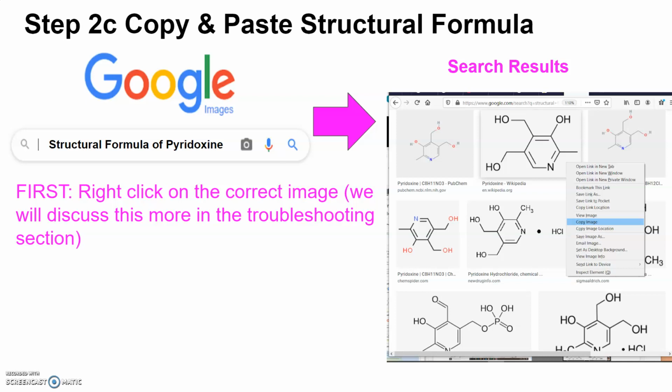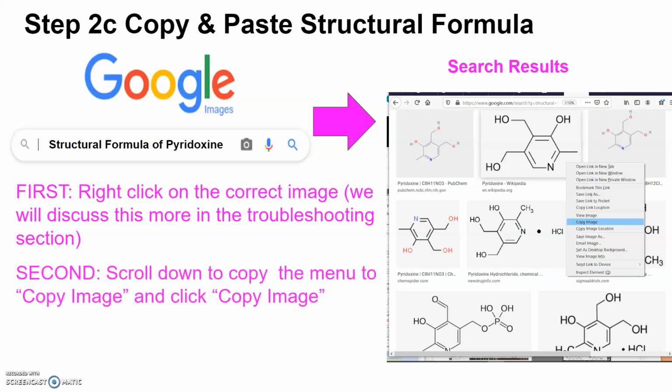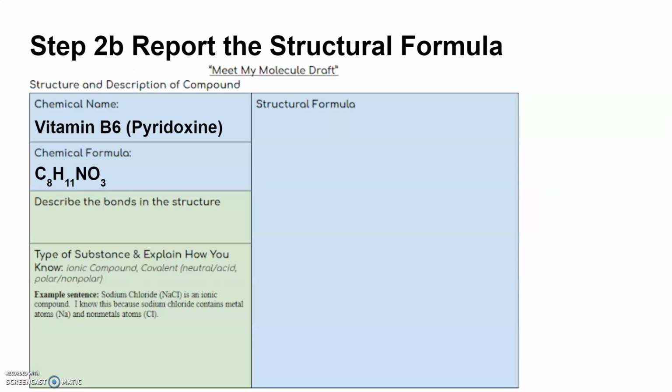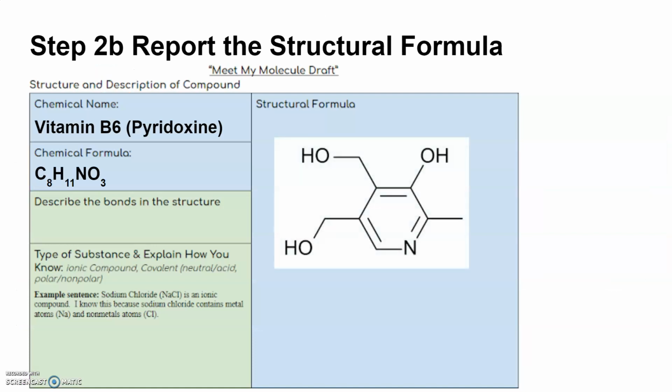I find the correct image and I'm going to right click on it. I'll discuss more about what this means in the troubleshooting video. So I'll right click on the image and then scroll down to where it says copy image, and then go back to my document and paste it into the structural formula box. So I'll right click on that image, scroll down to where it says copy image, click on that, and then I can just paste it into the structural formula box.